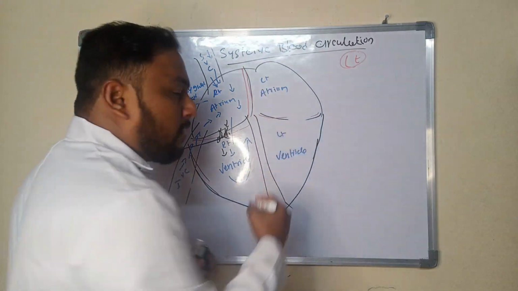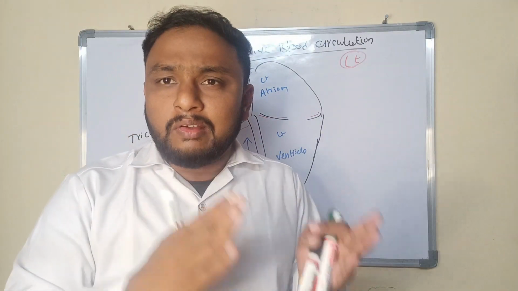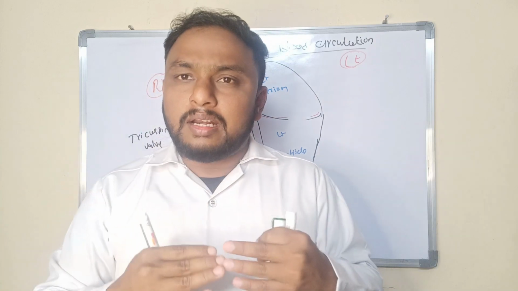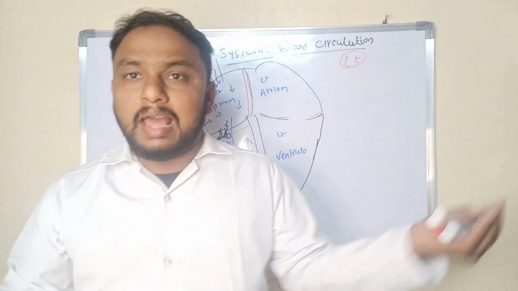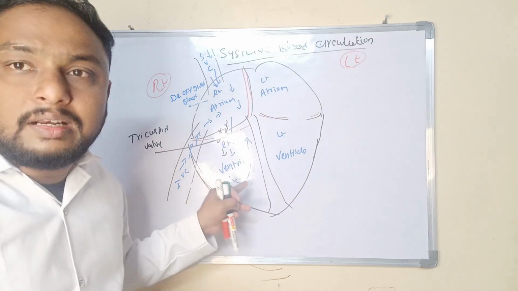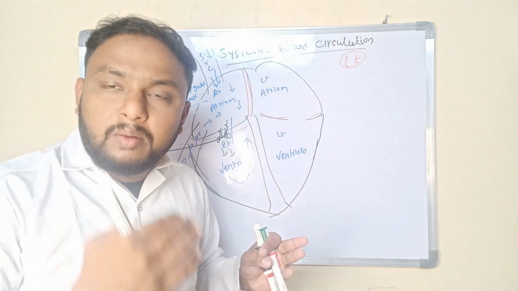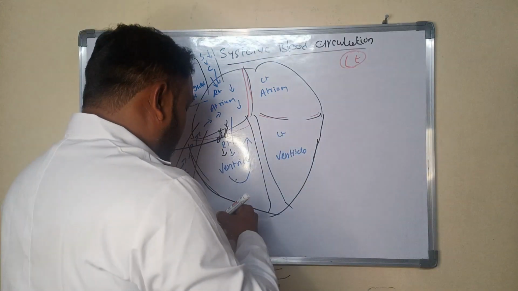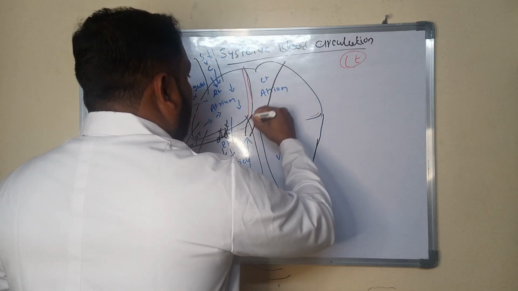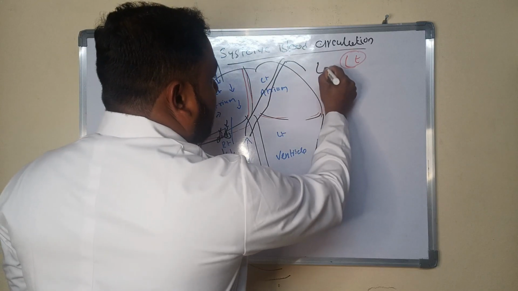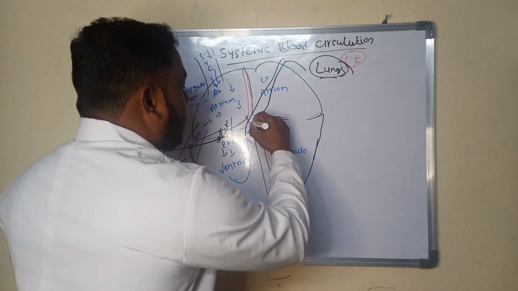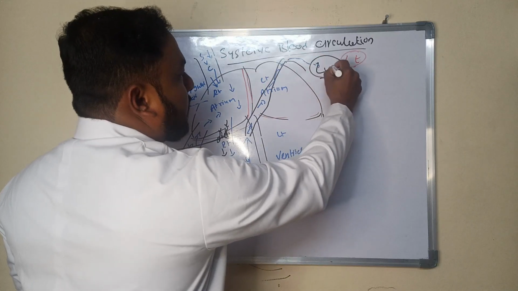How is it going? Always remember, don't confuse veins and arteries. Arteries always carry blood away from the heart, and veins carry blood into the heart. So from the right ventricle, through the pulmonary artery, it is going to the lungs. Imagine the lungs are here. The deoxygenated blood is going to the lungs for purification.